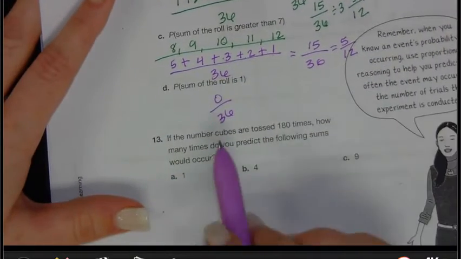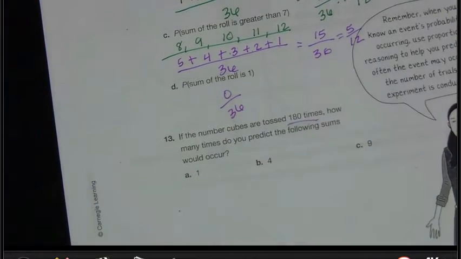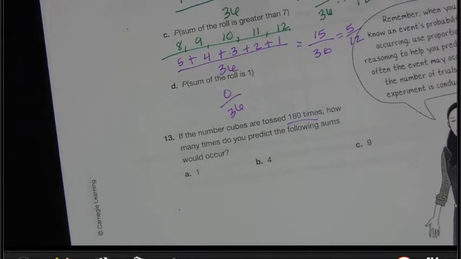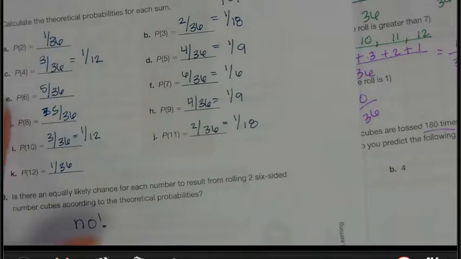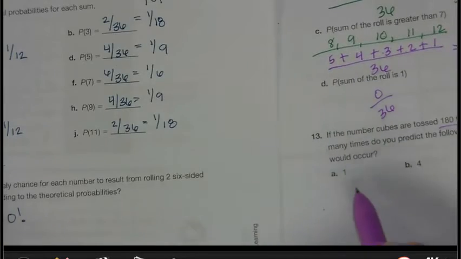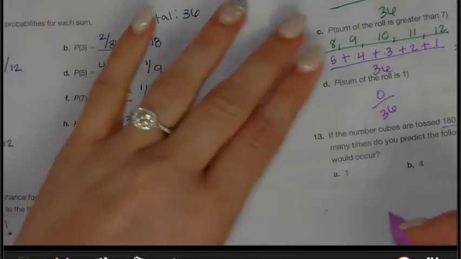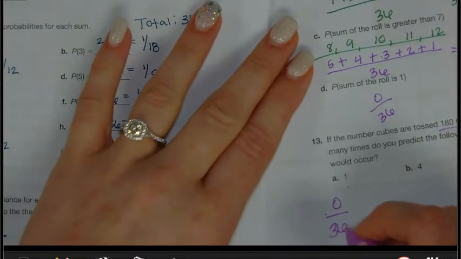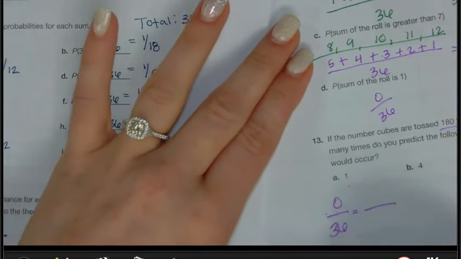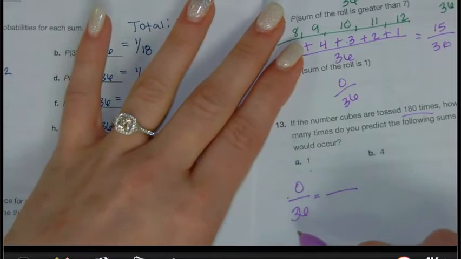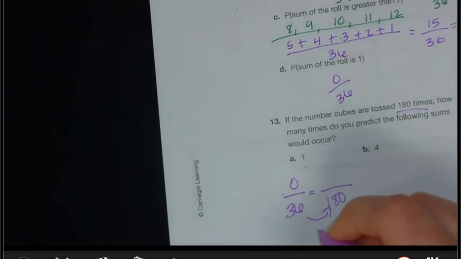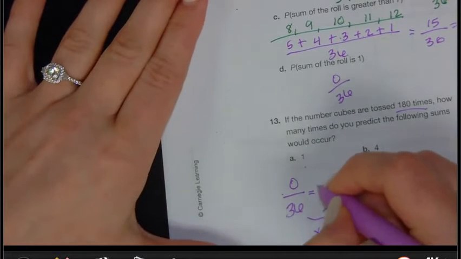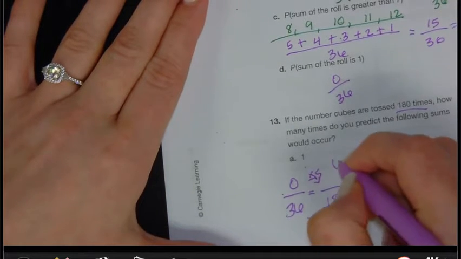Number 13, it says, if the cubes are tossed 180 times, how many times do you predict the following sums would occur? So I am going to look back on this page right here, and I'm using these probabilities here. So look, the probability my sum is 1. Well, I don't have anything, so it's going to be 0 over 36 is equal to, remember, it's my outcome over my total. Now, instead of rolling it 36 times, I'm going to roll it 180. And I'm going to be nice and tell you that that is times 5. Well, 0 times 5 is going to be 0.